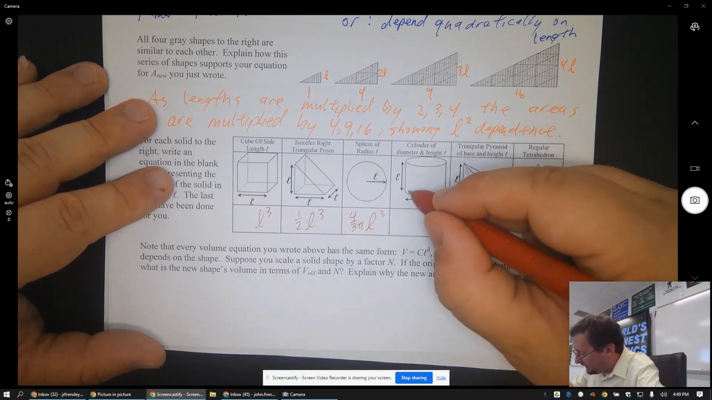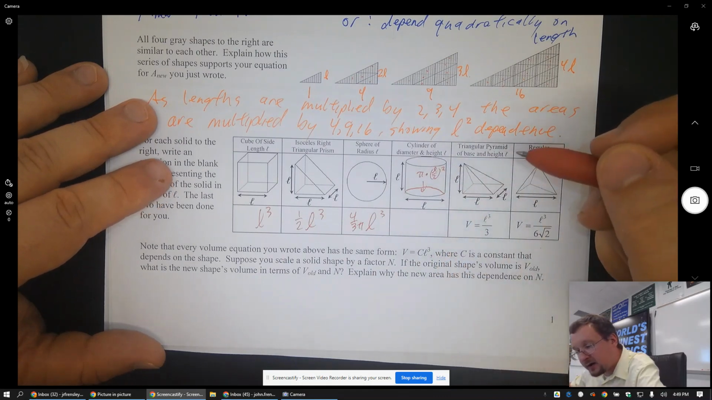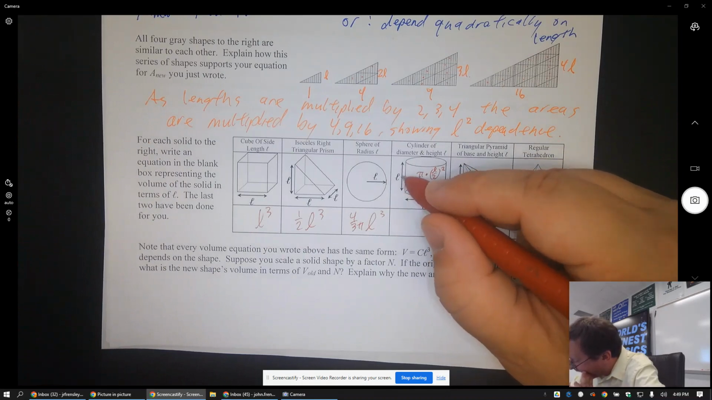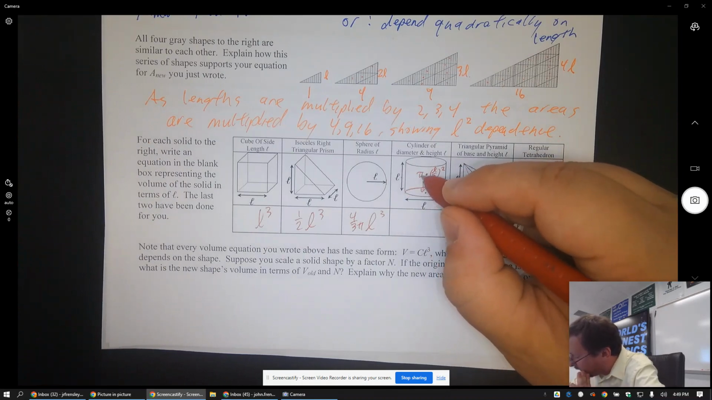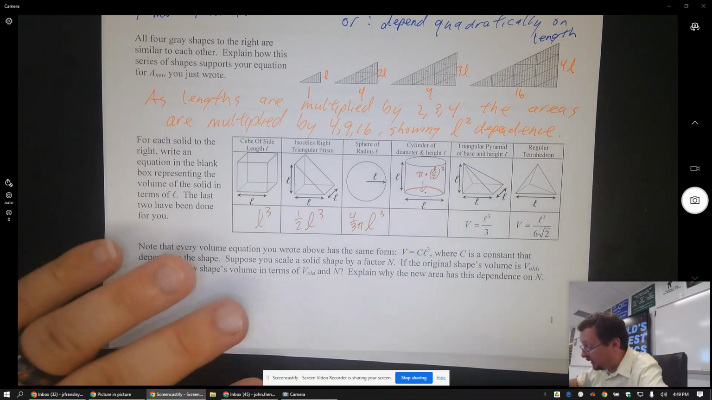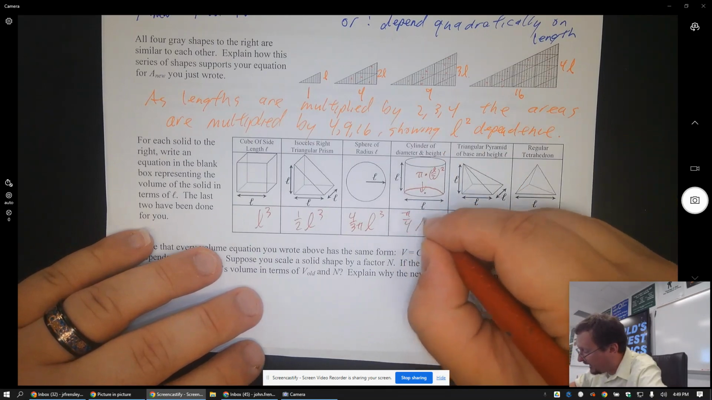And then what would this be? The area of the base would be pi times L over 2 squared. Did I do this correctly? I think I did it correctly on my key. And then that's the area of the base times the height. So the area of the base would be 1/4, that's the half squared, pi, or pi over 4, L squared, times another L for the length. So it'd be pi over 4 L cubed.